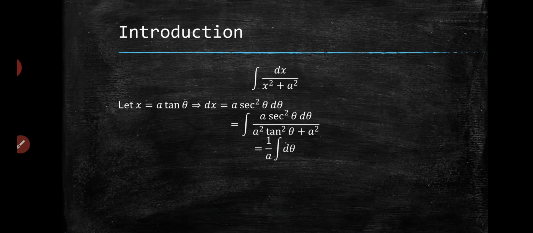a square sec square theta. Now a will get cancelled, sec square theta gets cancelled, so there will be 1 by a, which is a constant coming out of the integration, and you will have integration d theta. So therefore that is 1 by a into theta plus c. Now what is theta? Theta is basically tan inverse x by a. So therefore your answer is 1 by a tan inverse x by a plus c.